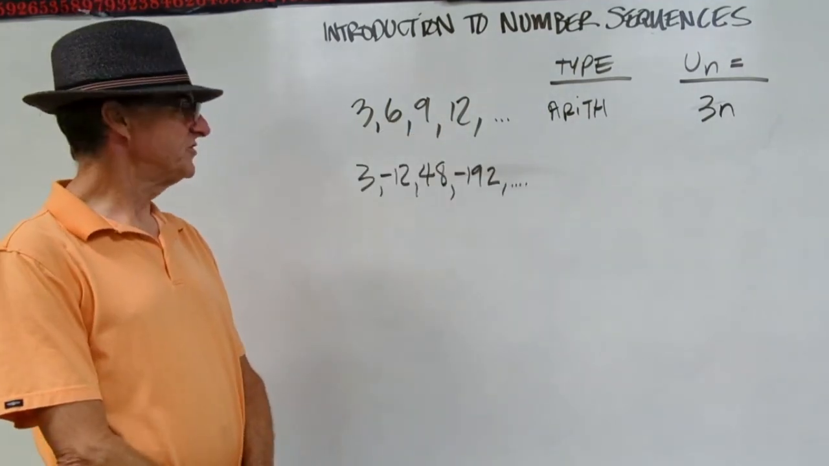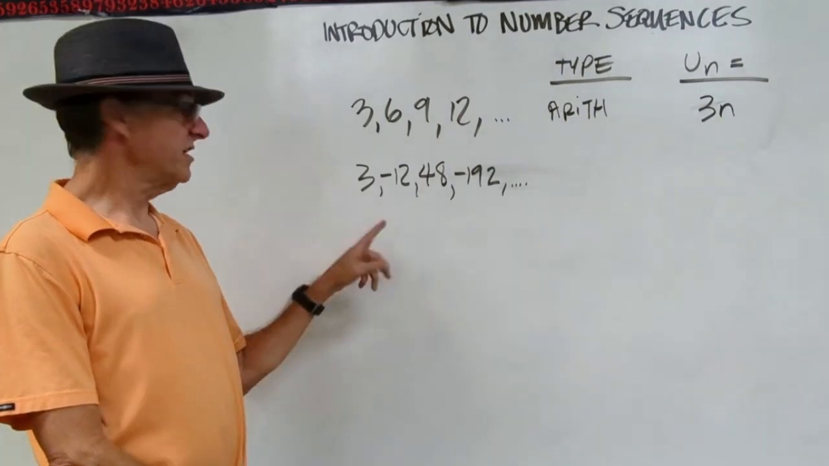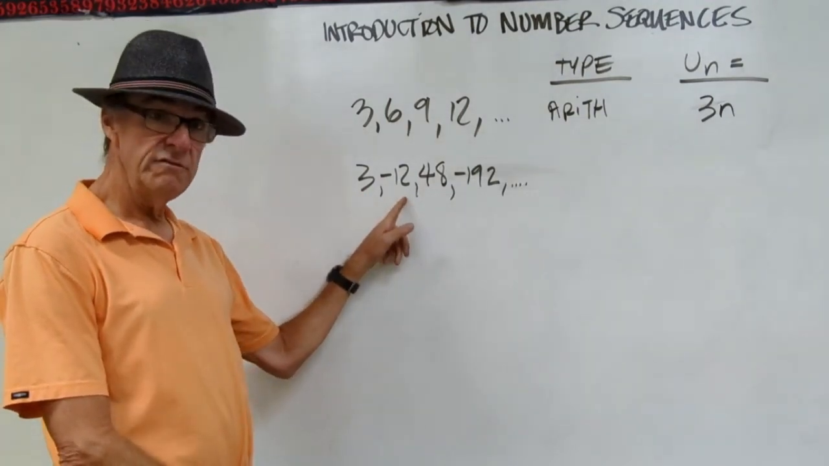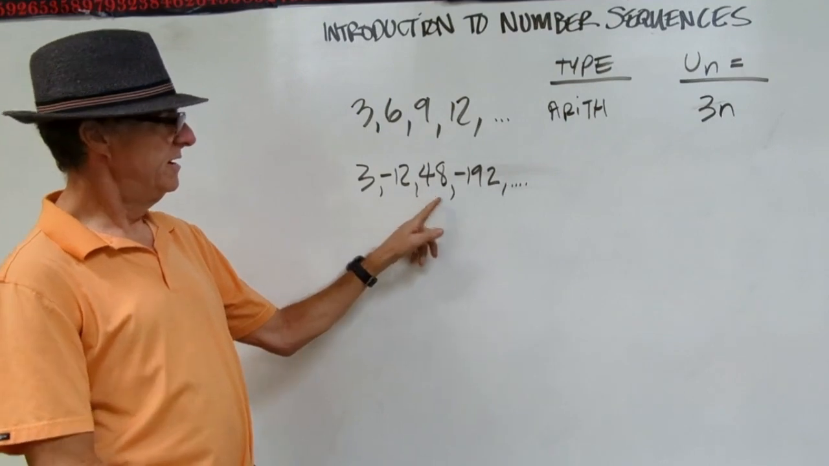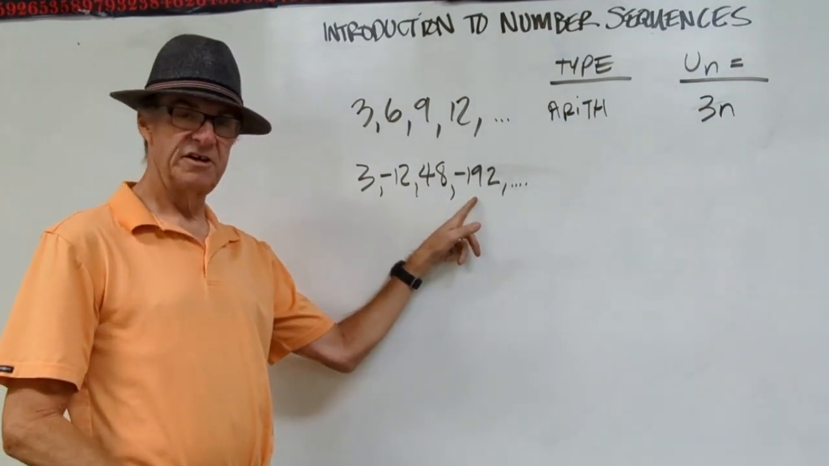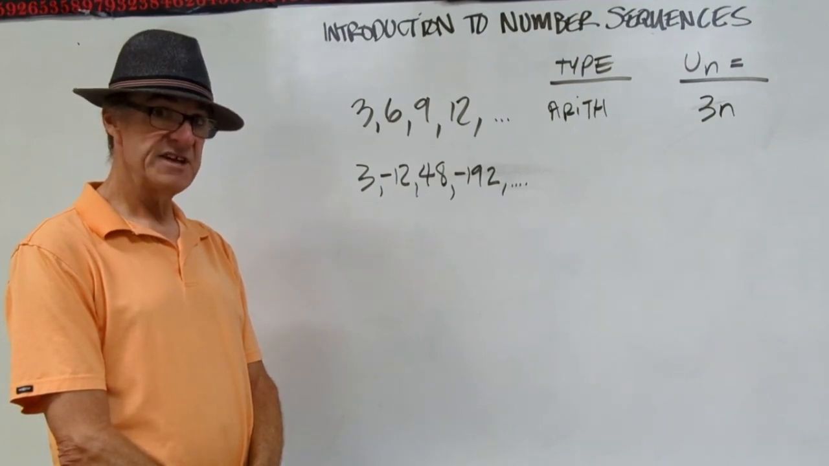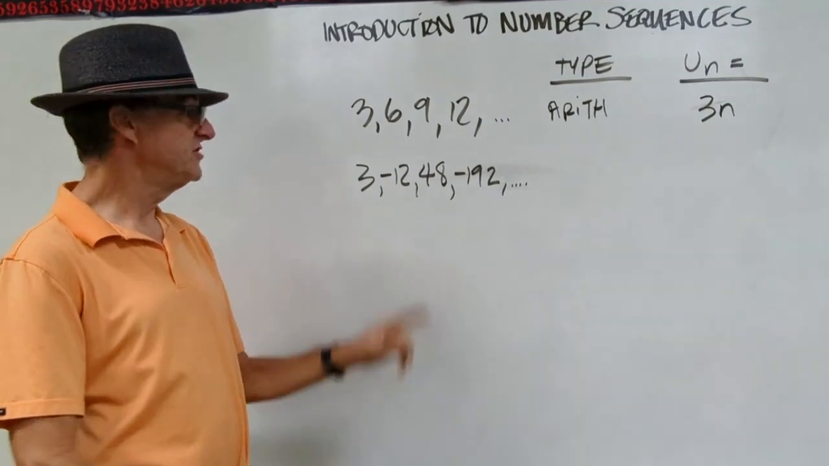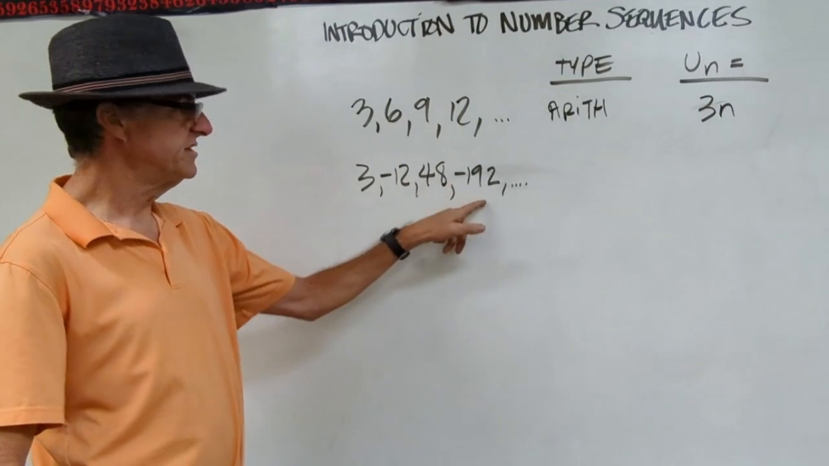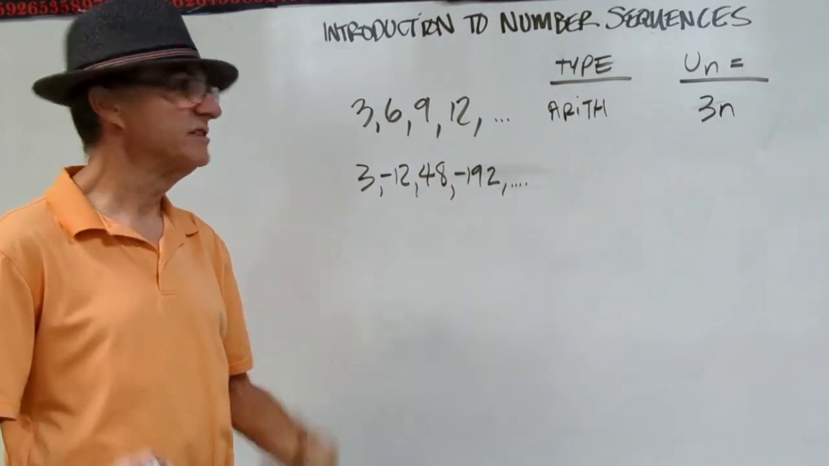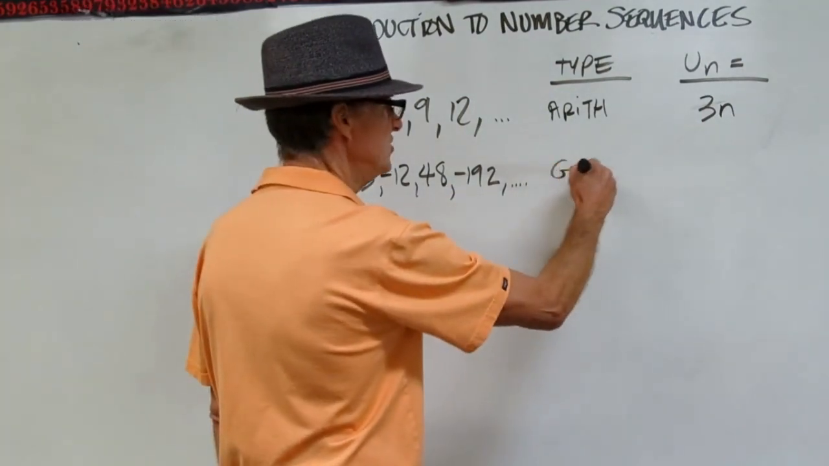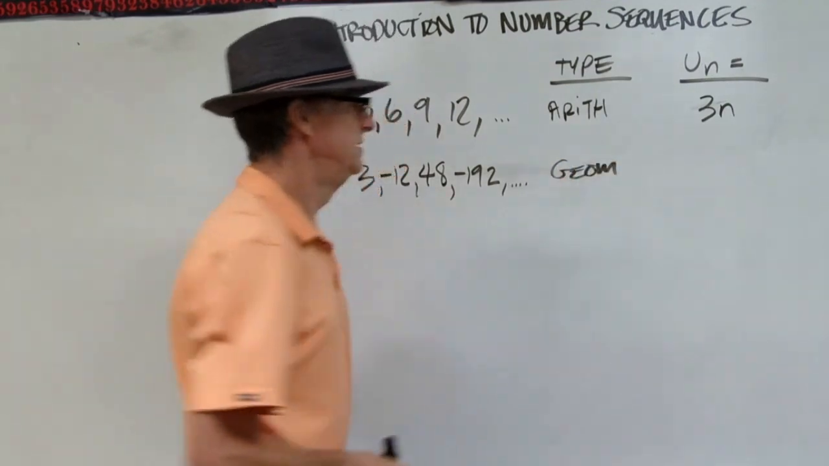All right, let's try this one. A little more tricky. 3, minus 12, positive 48, minus 192. So first off, arithmetic or geometric? You answer. Okay, if you said geometric, you're right. There's no way we can get this sequence of numbers by adding or subtracting the same term each time. So we're going to go geometric on that.